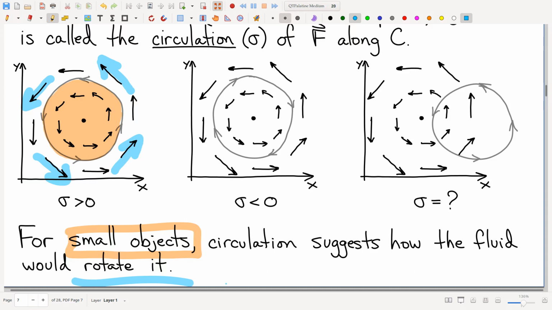And I appeal to your physical experiences. If you've ever noticed some leaf in a river or creek or whatever, floating downstream, they might go in a straight line, right? But sometimes they're turning as they go. And that's because the fluid flow has some sort of circulation going on that's making it turn. Okay. All right.